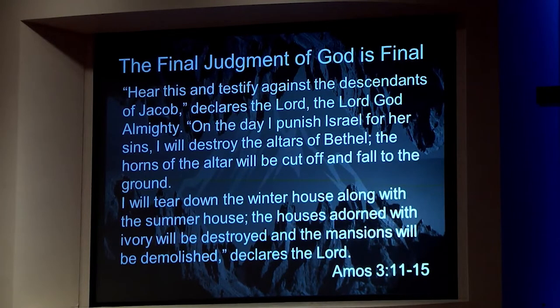On the day I punish Israel for her sins, I will destroy the altars of Bethel. The horns of the altar will be cut off and fall to the ground. I will tear down the winter house along with the summer house. The houses adorned with ivory will be destroyed, and the mansions will be demolished, declares the Lord.